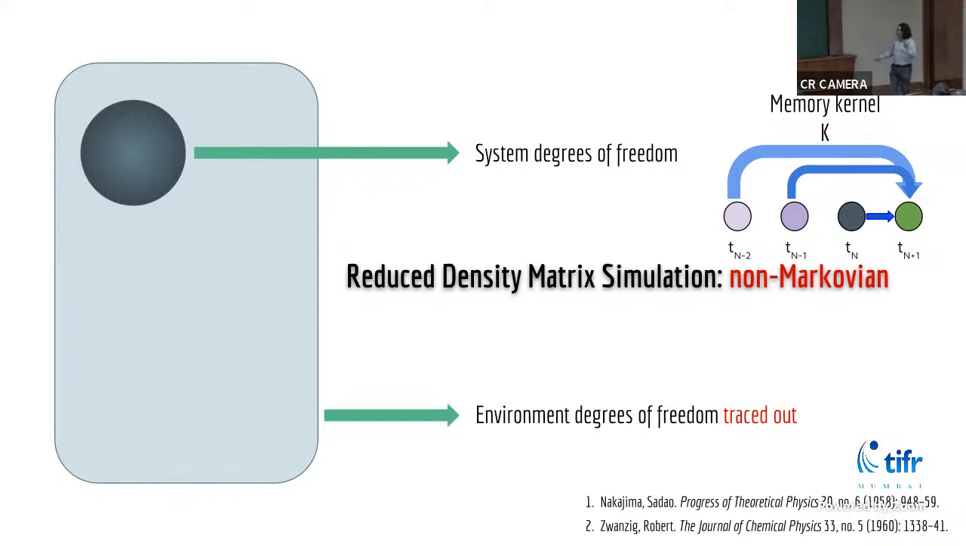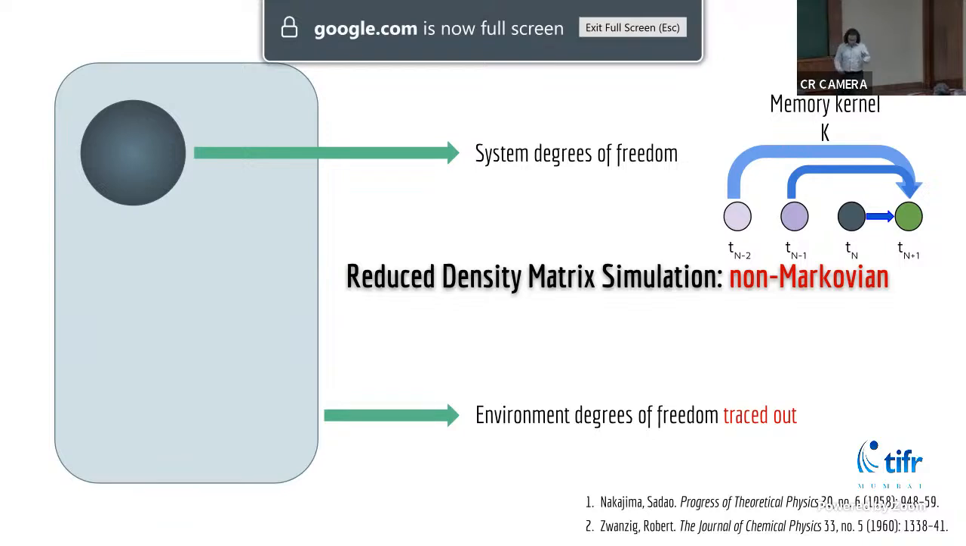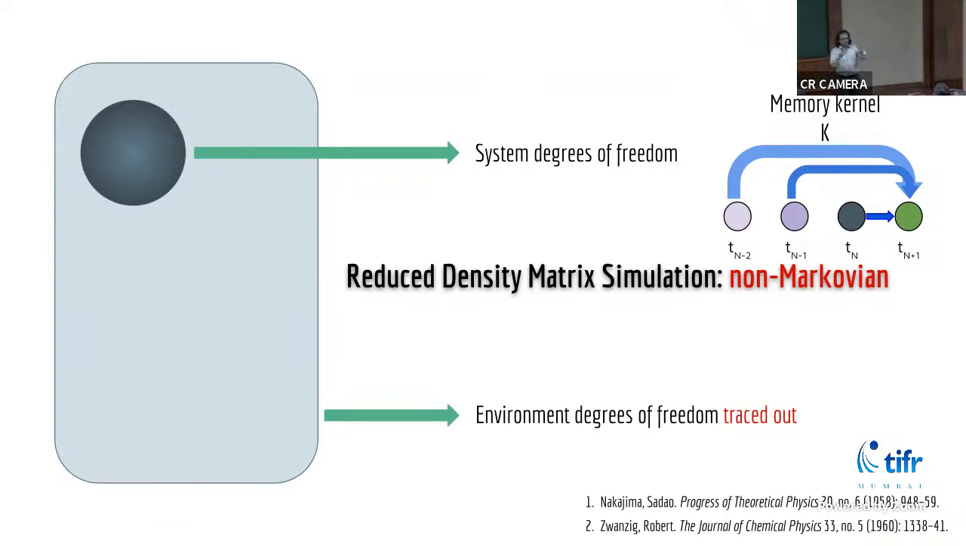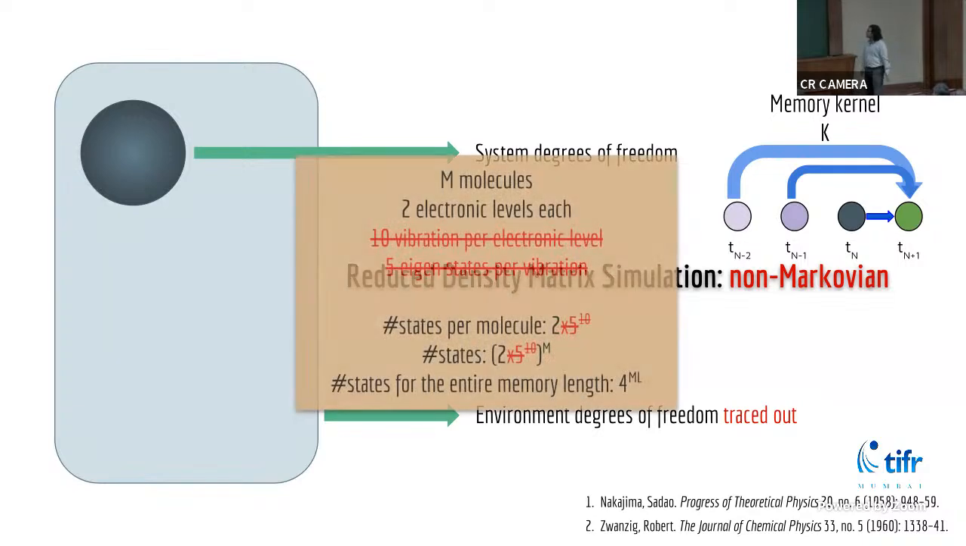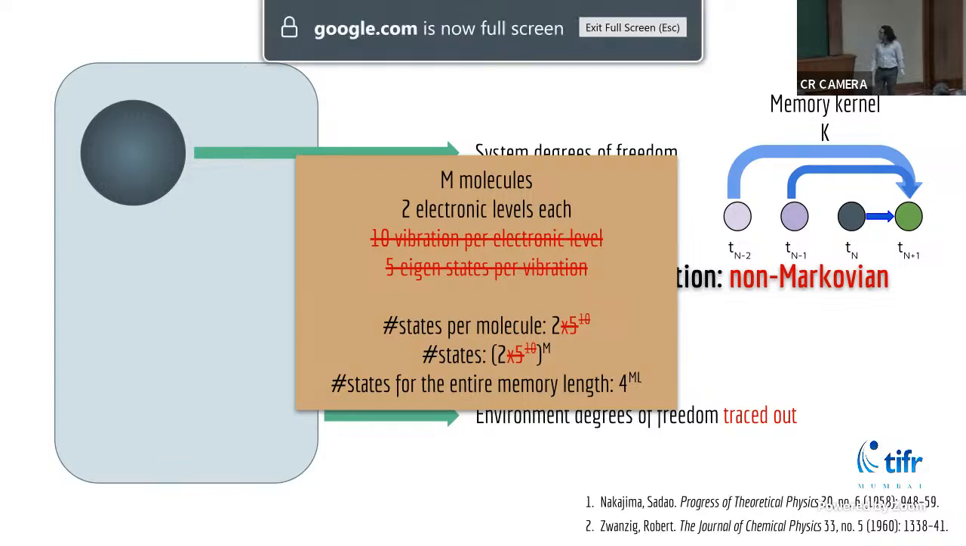As Nakajima and Zwanzig showed in their seminal works, this is guided by a non-Markovian memory kernel, which is related to the spectral density once again. This kernel generally tends to decay with time, at least for condensed systems. But now what is the status? We have M molecules, with two electronic levels each. But now we don't care about any of the vibrations.